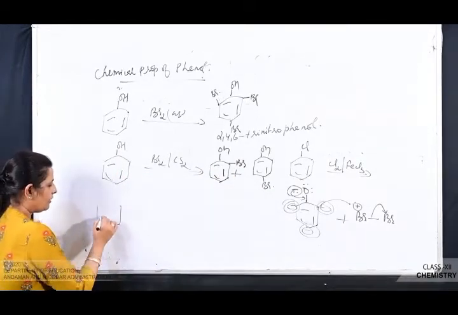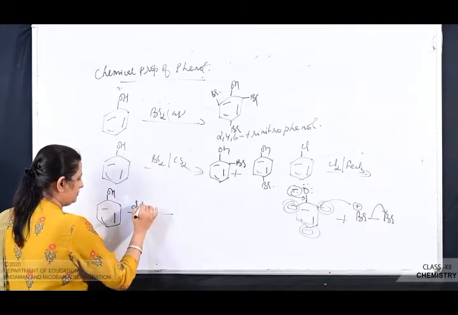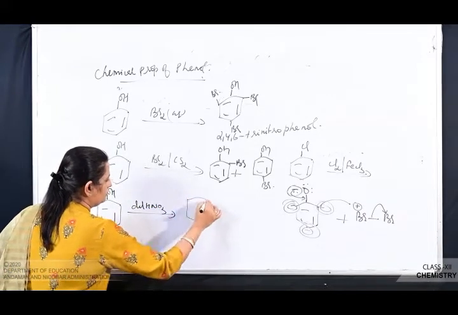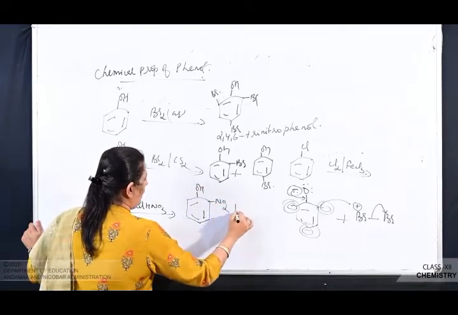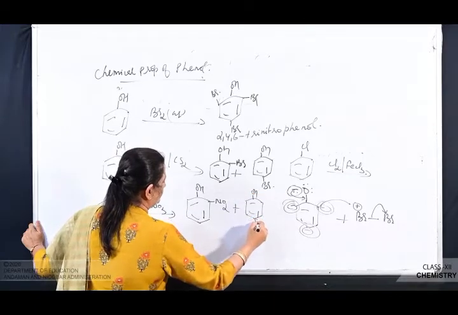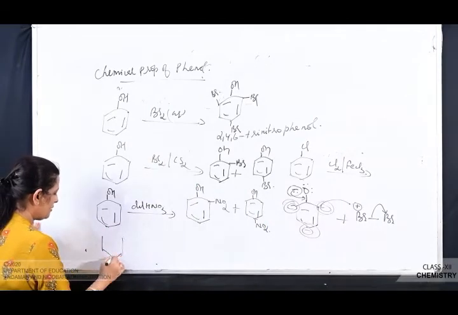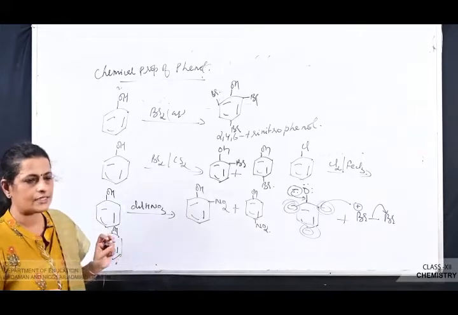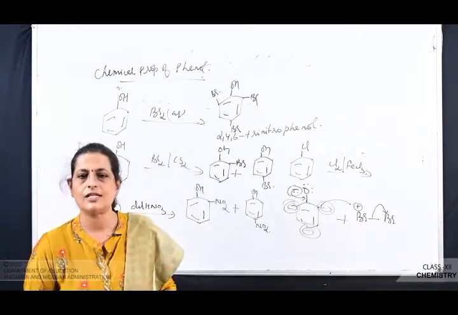Now when phenol is treated with dilute HNO3, so mild agent only, so you get ortho-nitrophenol and para-nitrophenol. Now when phenol is treated with concentrated HNO3 and concentrated sulfuric acid, you get 2,4,6 trinitrophenol, which is known as picric acid.